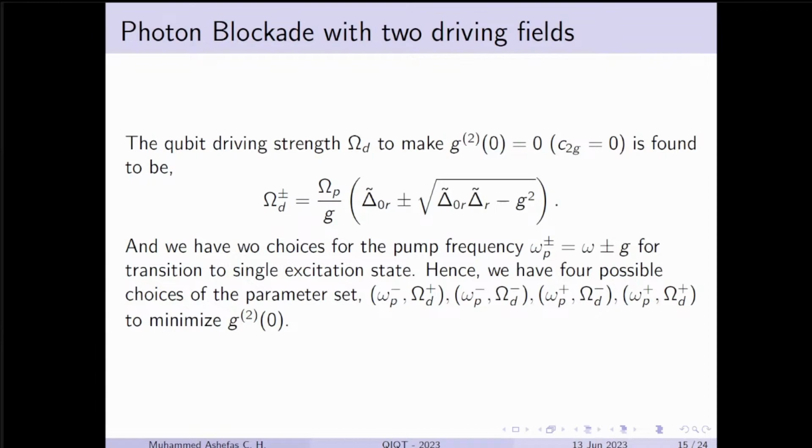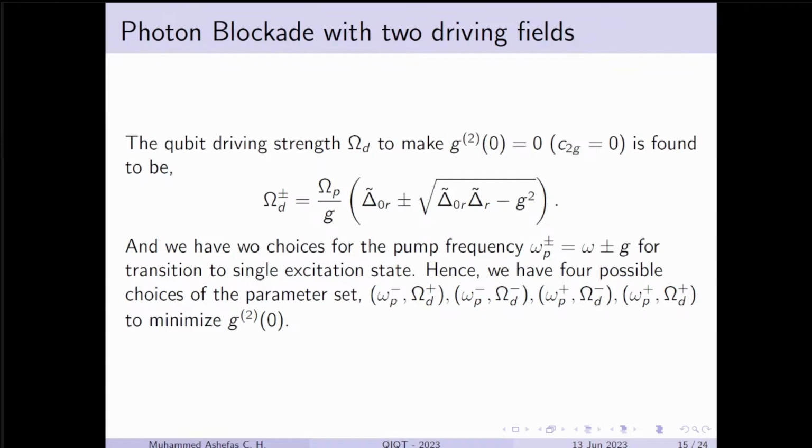In the case of single photon blockade, the excitation frequency must be omega plus g or omega minus g. So there are 2 choices for the driving strength, omega d plus or minus, and 2 choices for the pump frequency, omega p plus or minus, in order to limit the value of G2 of 0 to less than 1. Because if you choose these, the G2 of 0 must be very small. Therefore, there are 4 different choices available for us. We can have omega p minus. Omega p minus means we are exciting to the lowermost, the first excited state.